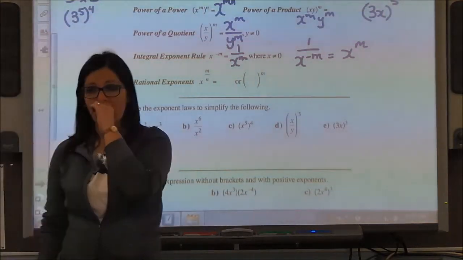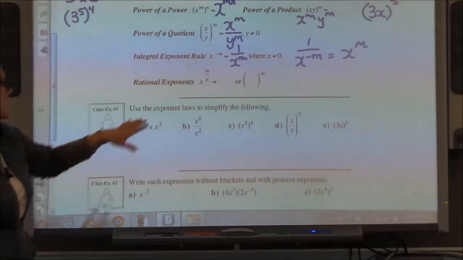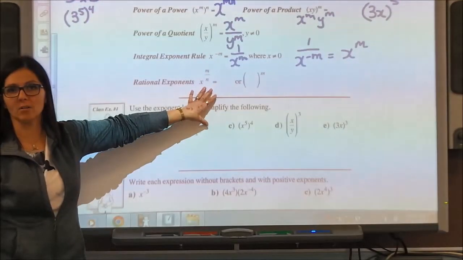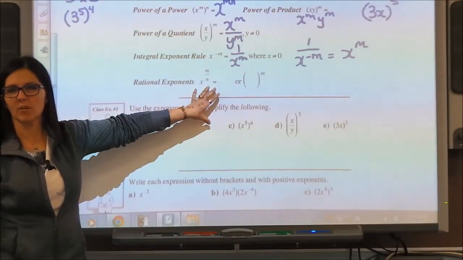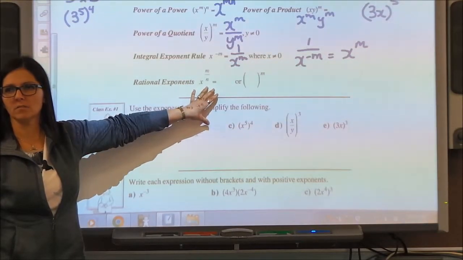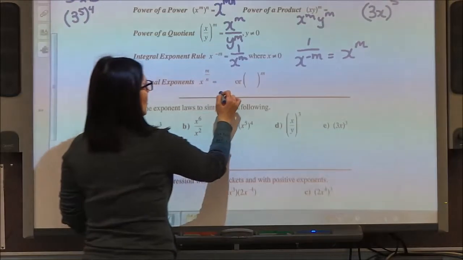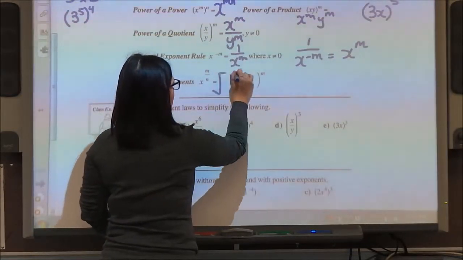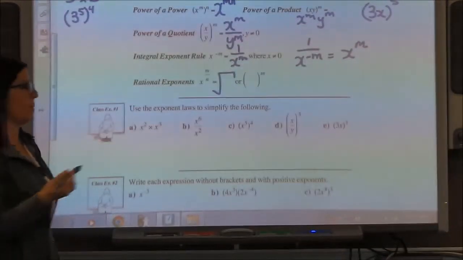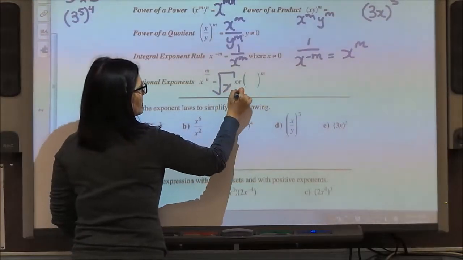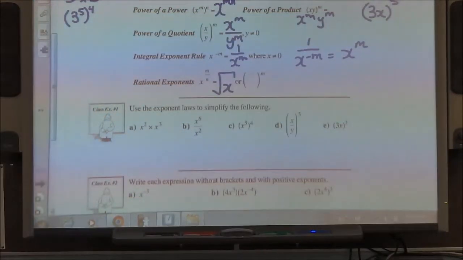And then we have the rational exponents. These were the ones that I could rewrite as a radical. Does anybody remember how I write them as a radical? So I use my radical symbol. My base still stays the same, but where do my m and my n go?